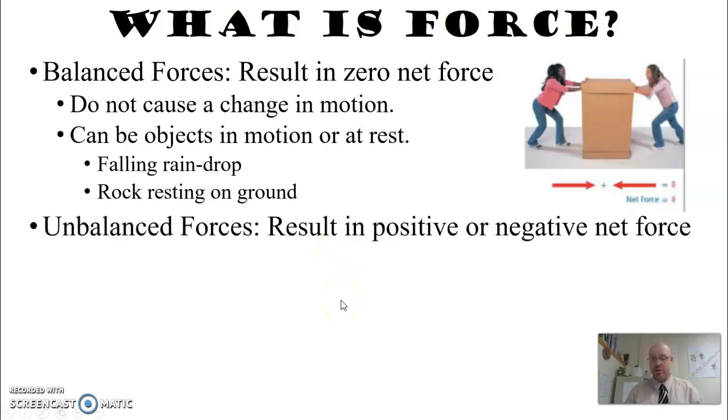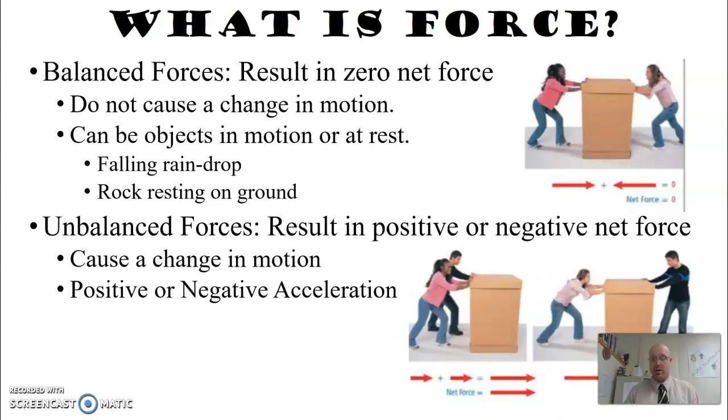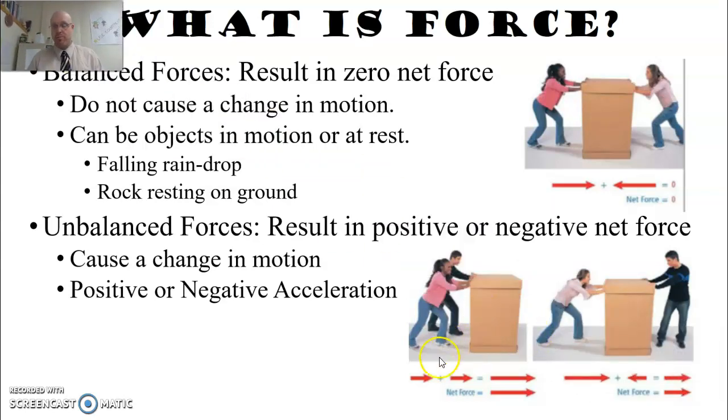An unbalanced force, this is what we like to deal with most of all because it's fun and exciting in physics, is the result of a positive or negative net force. And this causes a change in motion, which results in positive or negative acceleration. Over here, I'll move myself so you can see, we've got a positive net force: two people pushing the same amount equals double force, causing the box to move in this direction. Over here, we have someone pushing really hard and someone not pushing very hard against her, so the result is a net force in that direction.